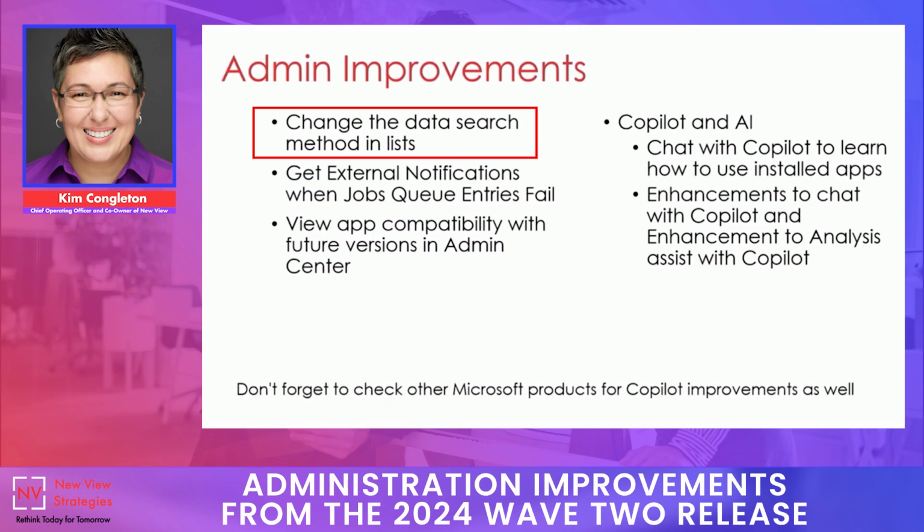And then just know too, if your partners have added some tables, they can also optimize their tables in order to use the faster search. The next thing that's coming is you can get external notifications when job queue entries fail.